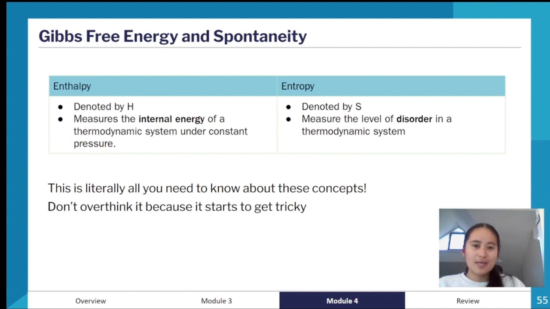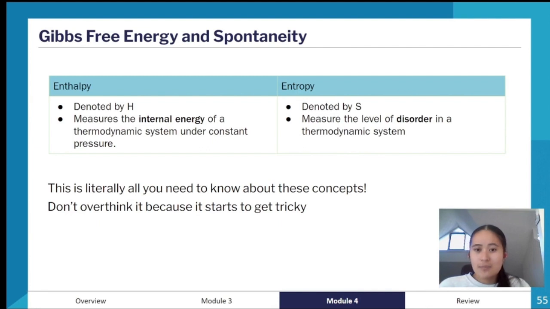So enthalpy is H, so that's your delta H. It measures the internal energy of a thermodynamic system under constant pressure. It's the same delta H as you've been using for heat of combustion and for exothermic and endothermic reactions. It's the same delta H. So that you're kind of familiar with, but the word enthalpy kind of makes it sound more confusing than it is. But that's enthalpy. And then you have entropy.